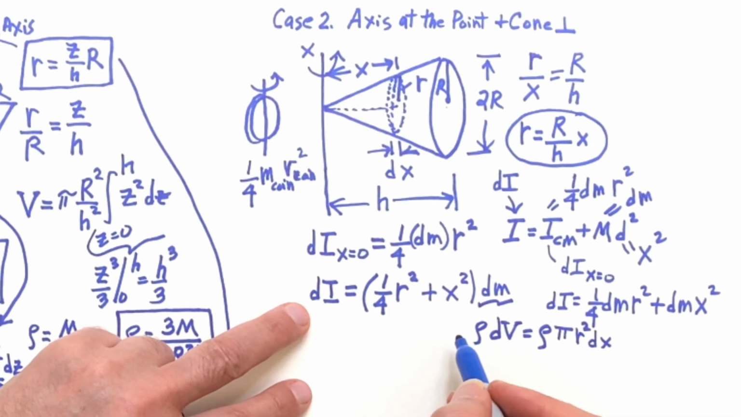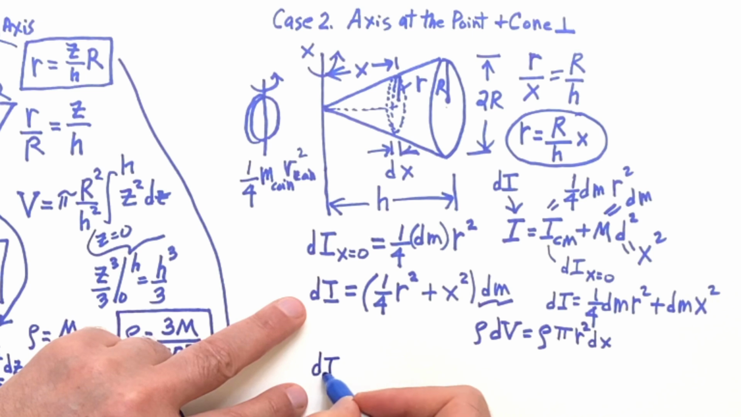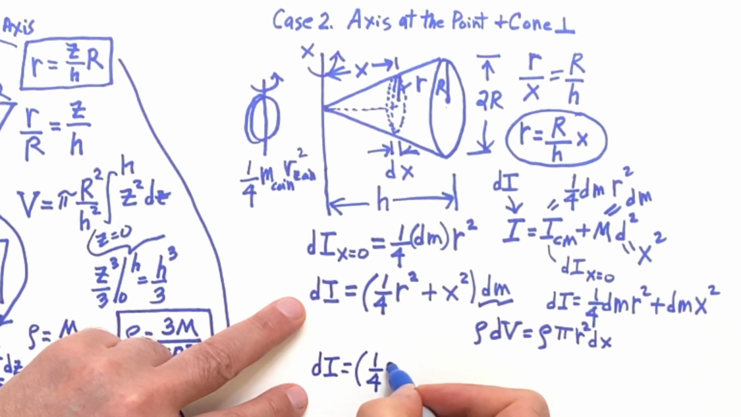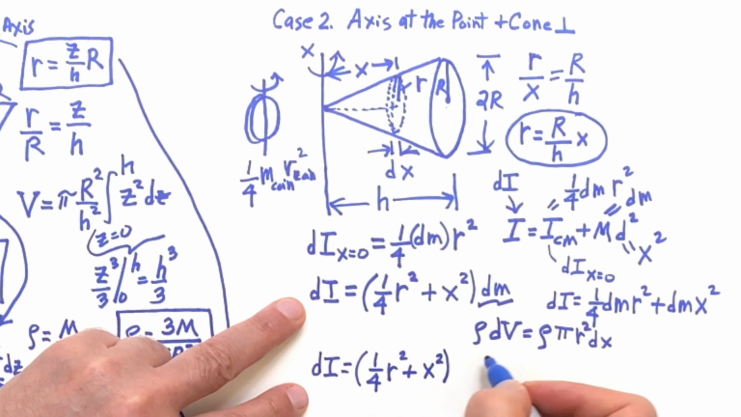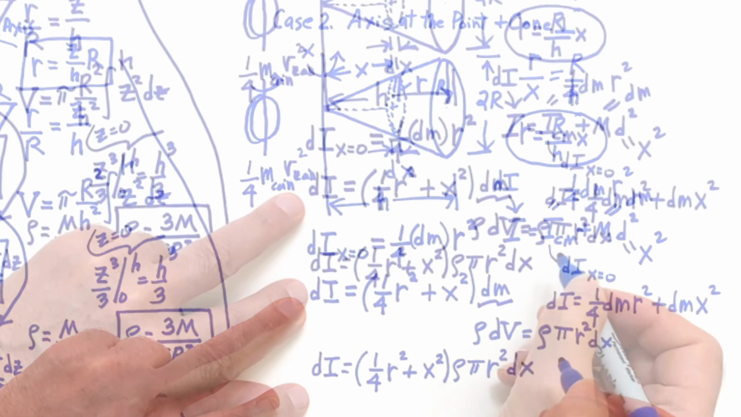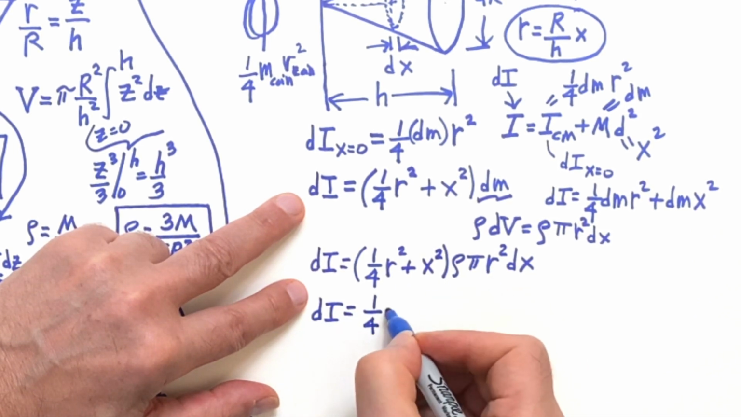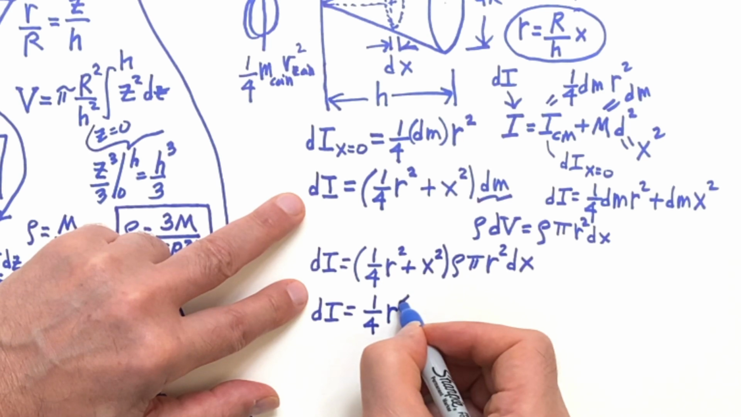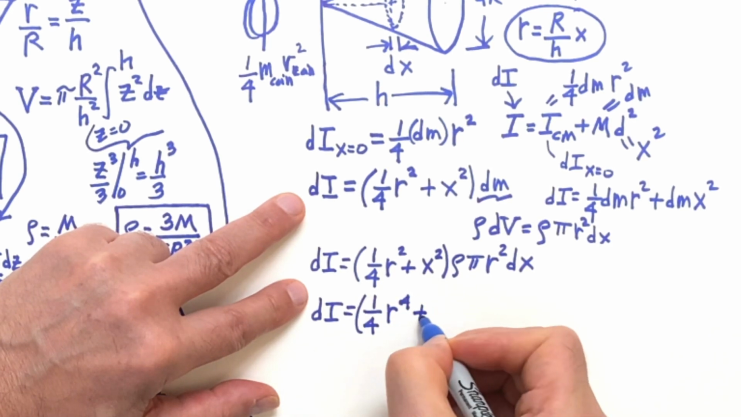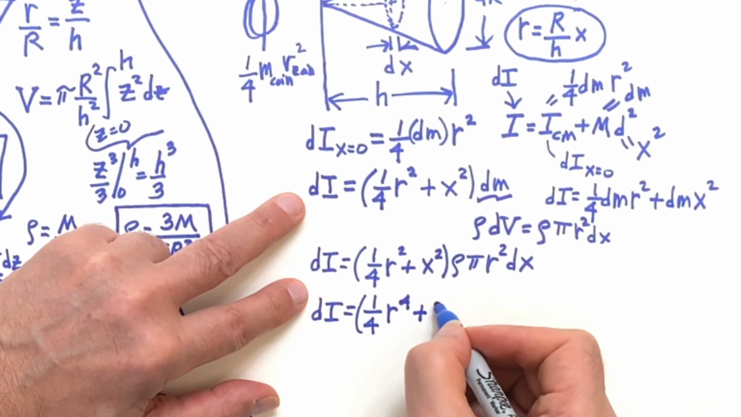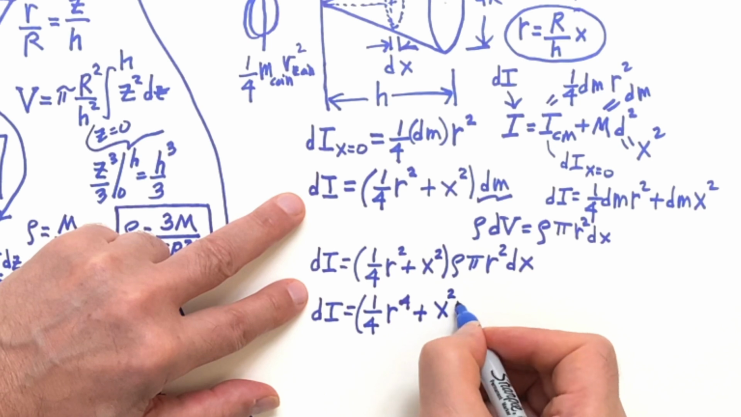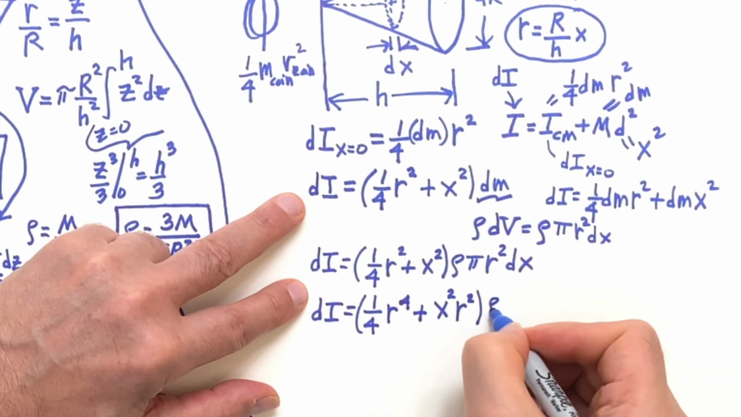So putting all this together, we have dI is 1/4 r squared plus x squared, and then rho pi r squared dx. Okay, then we come in with that r squared, we get 1/4 r to the 4th plus x squared r squared rho pi dx.